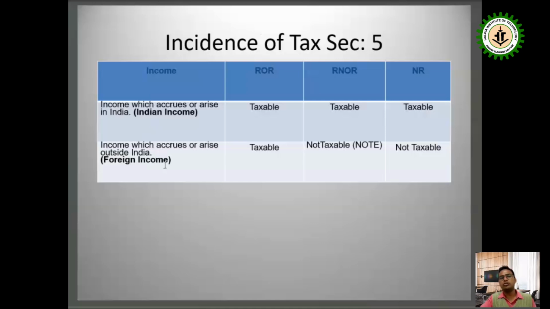What is foreign income? Income which accrues or arises outside India. For foreign income, ROR has to pay tax. RNOR need not pay tax, but there is a note, we will see the note. And NR need not pay tax. Non-resident persons need not pay tax on foreign income. ROR, that is resident and ordinary resident, have to pay tax in India on their foreign income. And RNOR need not pay tax, but there is a special case, so we will see the note.